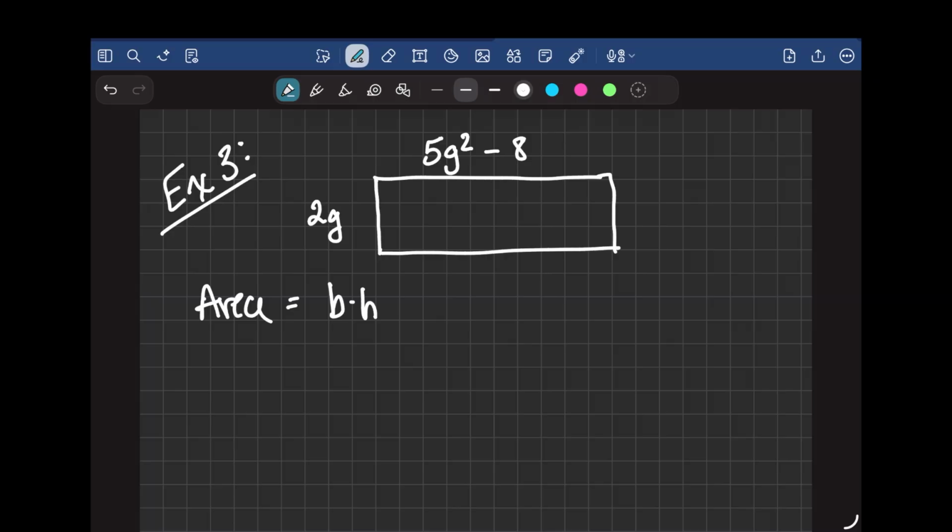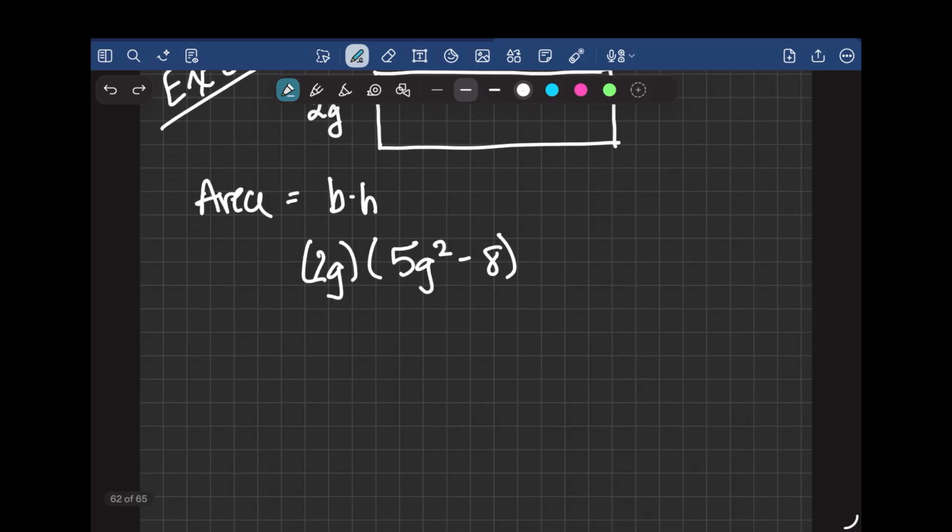And just to keep my calculations easier, I'm going to say that 2g is my base, and I'm going to say that 5g squared minus 8 is my height. You could switch them around the other way, but I like having the monomial in front, so the shorter term up front. From here, those steps are the same. So I'm going to multiply 2g times my 5g squared.